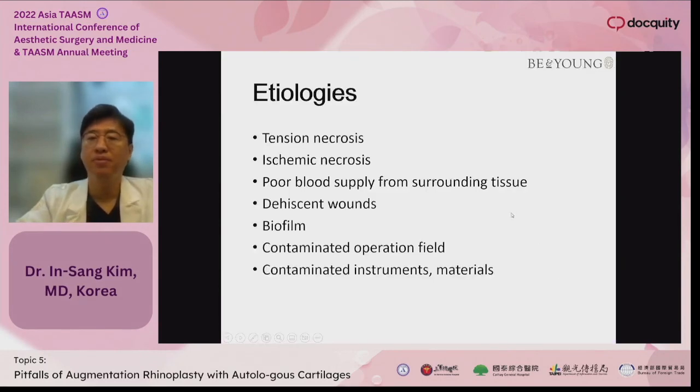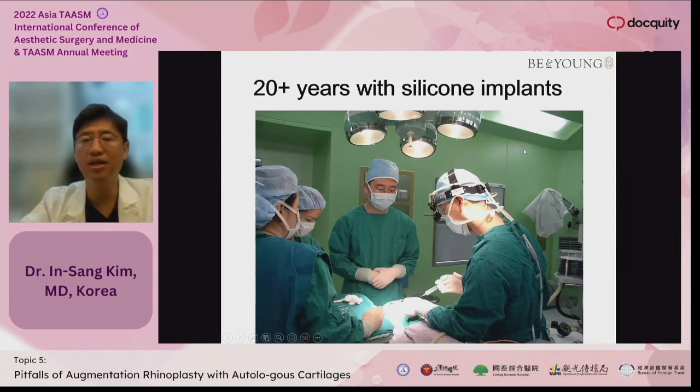So maybe rib infection can be from tension necrosis, ischemic necrosis, poor blood supply, dehiscent wounds, biofilm, I don't know, contaminated field, contaminated instruments, I don't know. There will be many etiologies. So I have some experience with silicone implants.